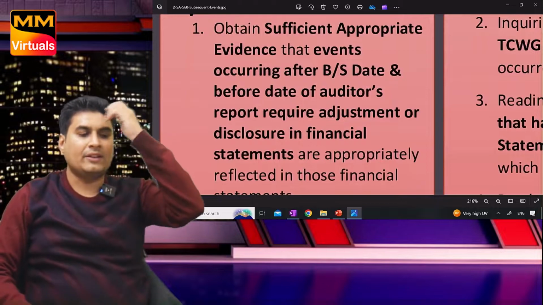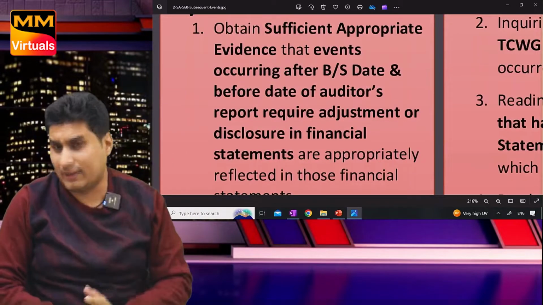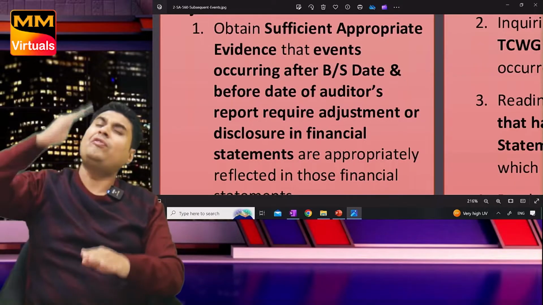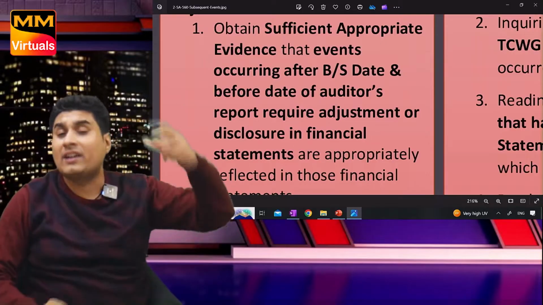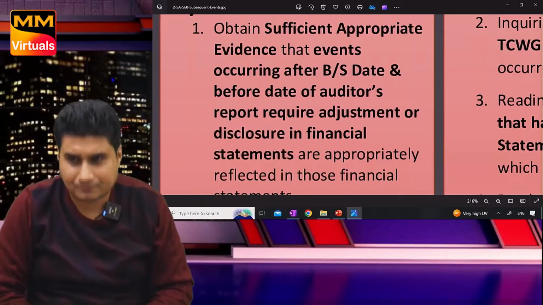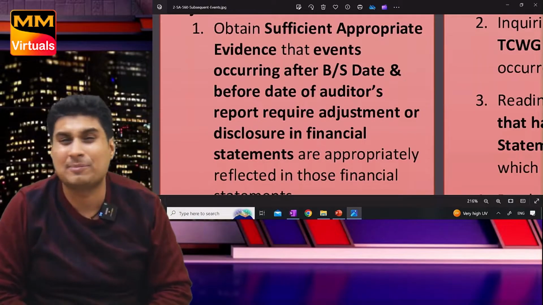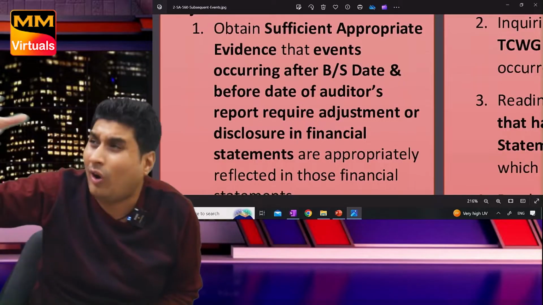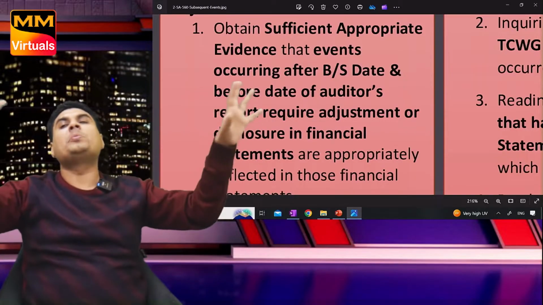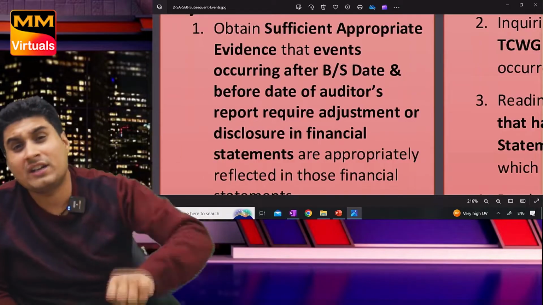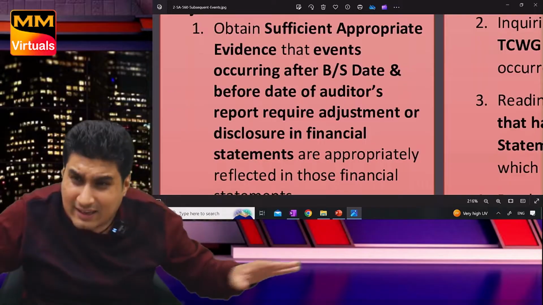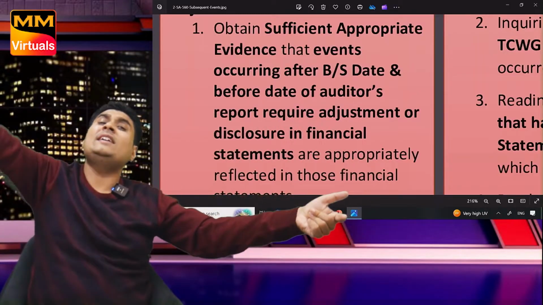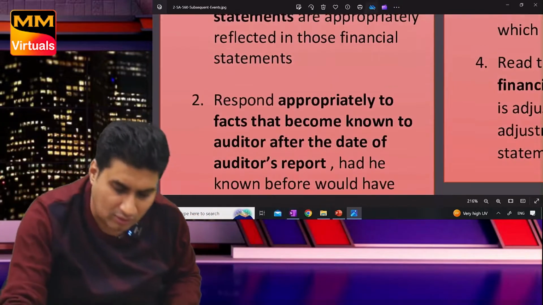Objective: to obtain sufficient and appropriate evidence that all the events that occur after the balance sheet date and before the date of auditor's report that require adjustment or disclosure. Tell me which will require adjustment. Adjusting events. Which will require only disclosure? Non-adjusting material is appropriately disclosed. What do you have to see? Obtain sufficient and appropriate evidence that all the events which require adjustment are adjusted, or which are material and only require disclosure are disclosed. Okay. Second.